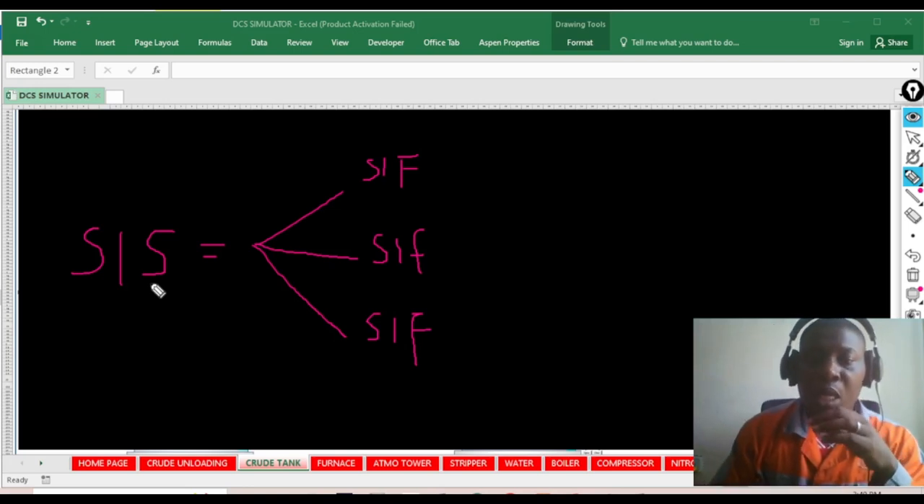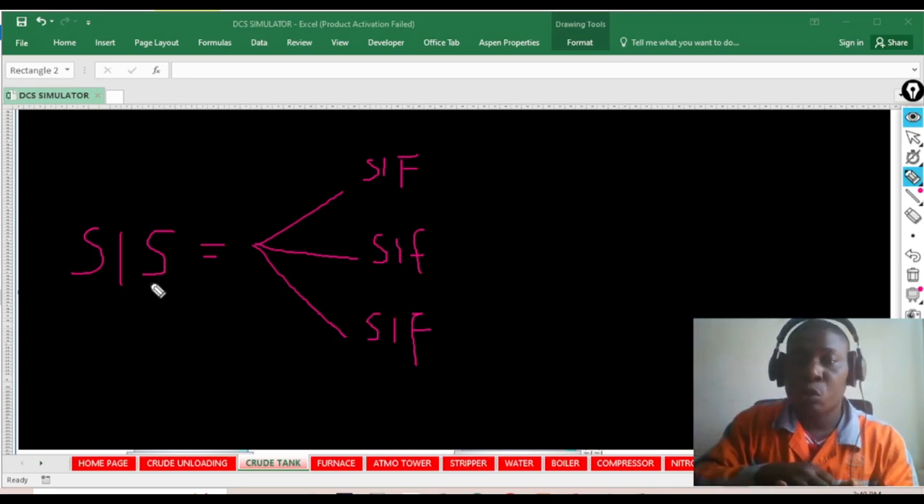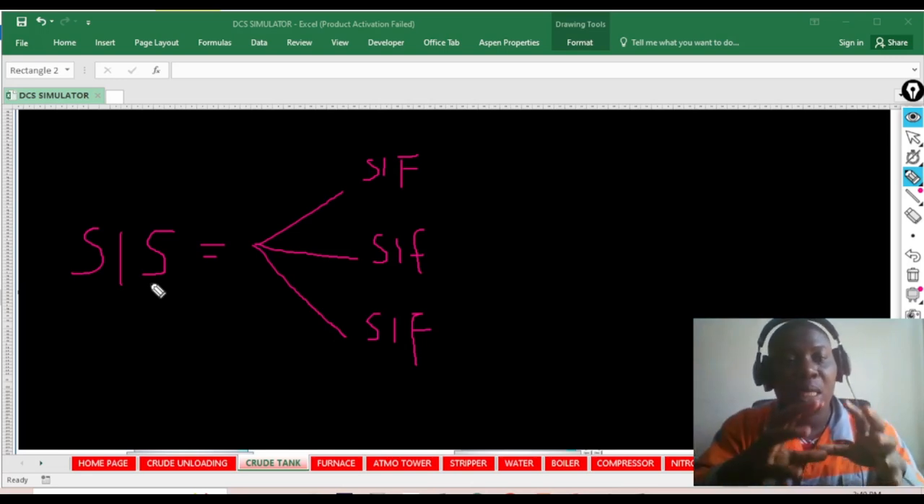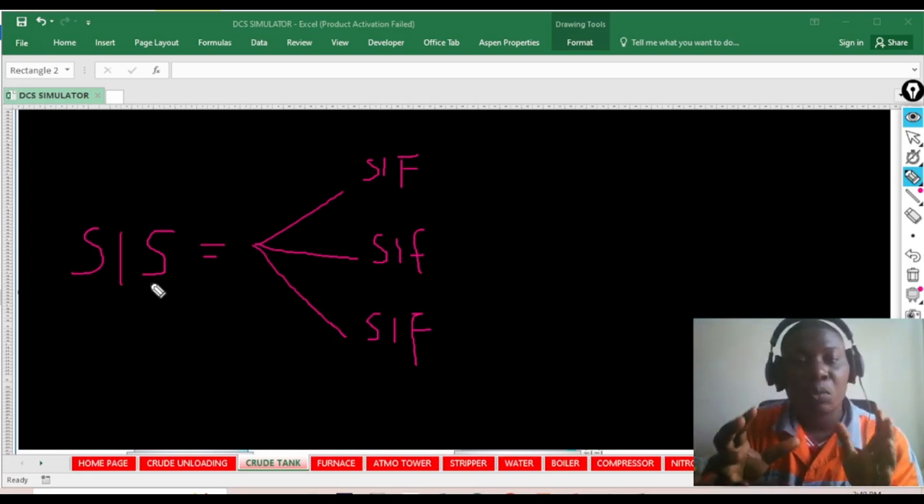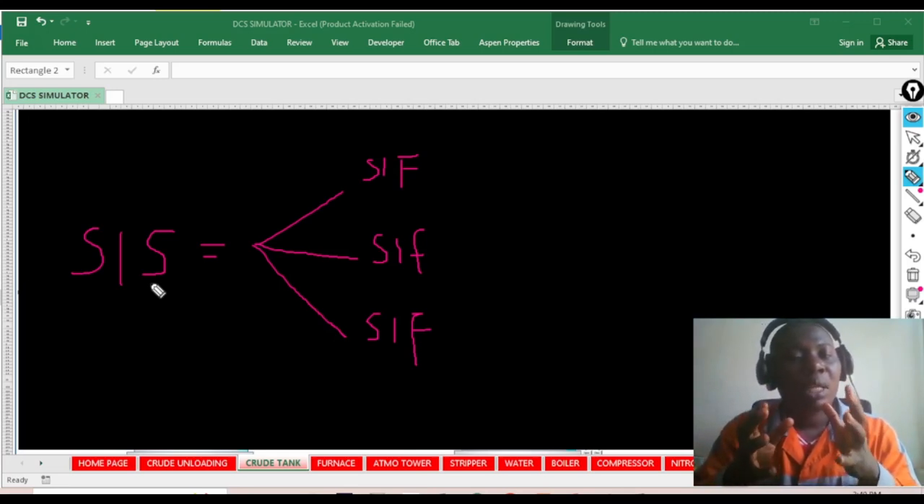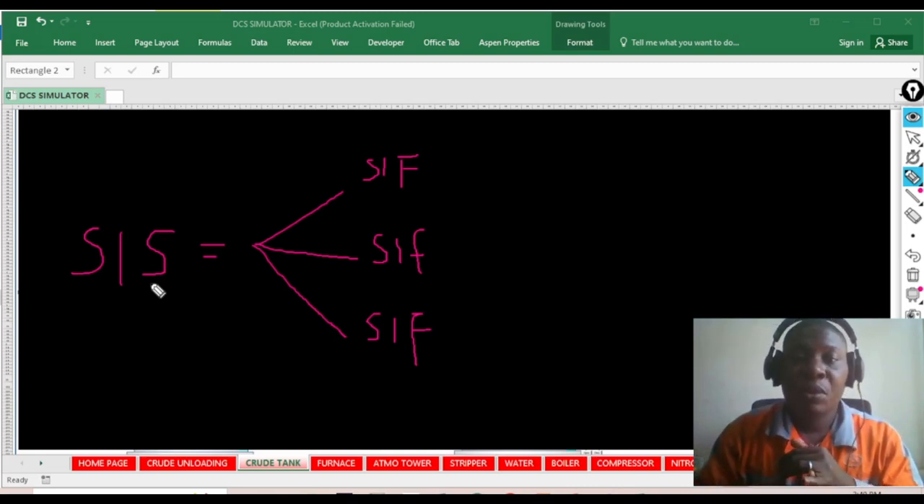Now the SIF is actually the device that carries out the function, right? The device that carries out the function of protecting a particular equipment is what we term the SIF. So there are various criteria for an equipment to become a SIF.